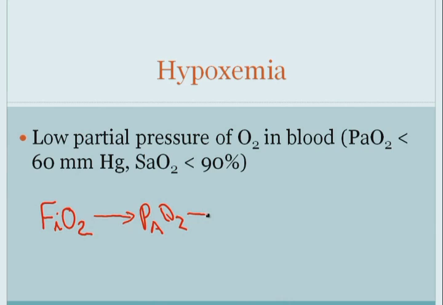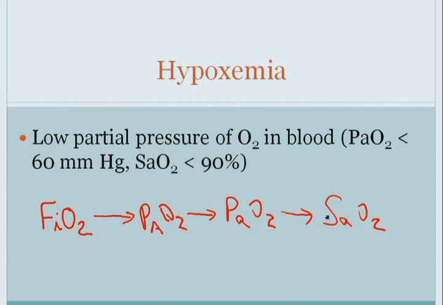Now that PAO2 squeezes oxygen. That pressure is used to squeeze oxygen across the interstitium and into the capillaries, which then creates a PaO2, which is the partial pressure of oxygen within the arterioles. And then that PaO2, its goal is to squeeze oxygen across the red blood cell membrane to load oxygen onto hemoglobin, creating an SaO2. So this is the sequence of how oxygen is squeezed eventually into hemoglobin.